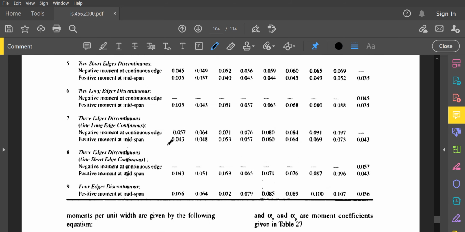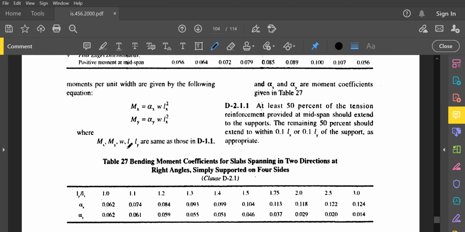Here Mx and My, w, lx, ly are the same as given in D-1.1, that is your moment in x direction and y direction, w is the total load, lx and ly are the shorter and longer spans, and alpha x and alpha y are the moment coefficients given in Table 27.